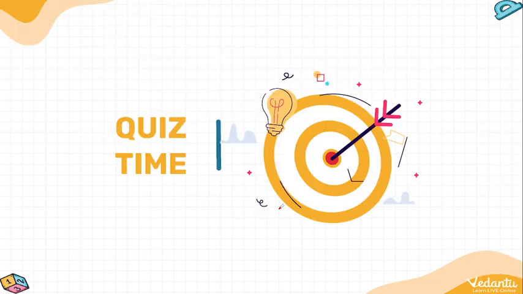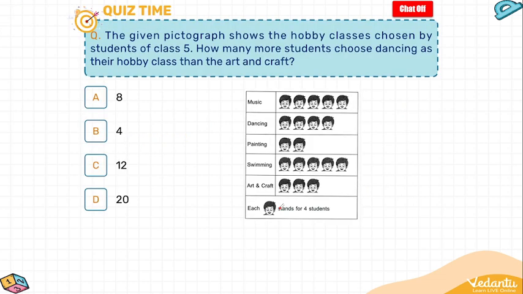Okay, sure. So here comes the quiz time, students. Let's discuss one quiz question and we'll see if you are able to do it or not. The given pictograph shows hobby classes chosen by the students of class 5. How many more students chose dancing as their hobby class than art and craft? Write the answer in the comment box quickly, out of the four options.